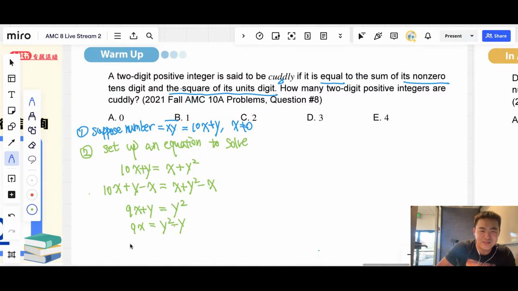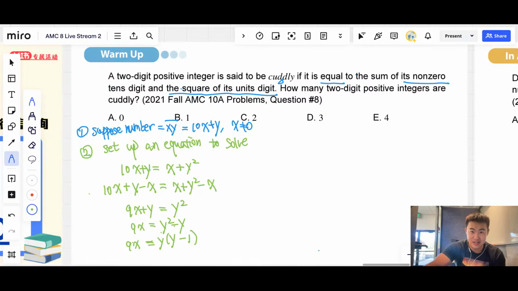Good. Now let's apply the distributive law, our old friend. The common factor they share should be y. So y times y is y squared, and 1 times y is y. We end up with 9x equals y times the difference of y minus 1. Now get back to the question. What is it asking? It's asking for how many 2-digit positive integers. So this means we need to figure out the values of x and y. Notice this: y times the difference of y minus 1 equals 9x.